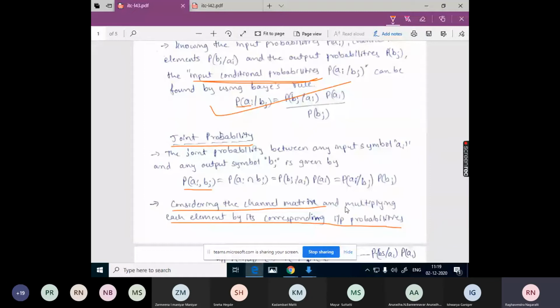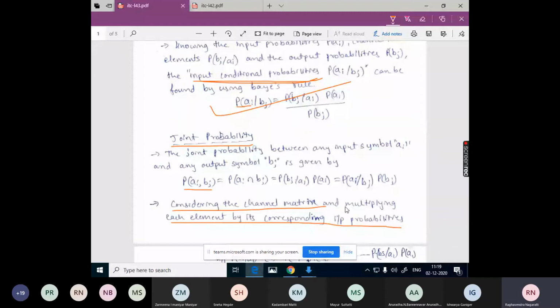Coming to the second row, P of B1 by A2. Here in this probability, the input symbol is A2. So we are going to multiply by the probability of the input symbol A2. So P of A2, again A2 is here, into P of A2. Similarly, for all the rows up to the last row for AR: P of B1 by AR into P of AR, P of B2 by AR into P of AR, up to P of BS by AR into P of AR.